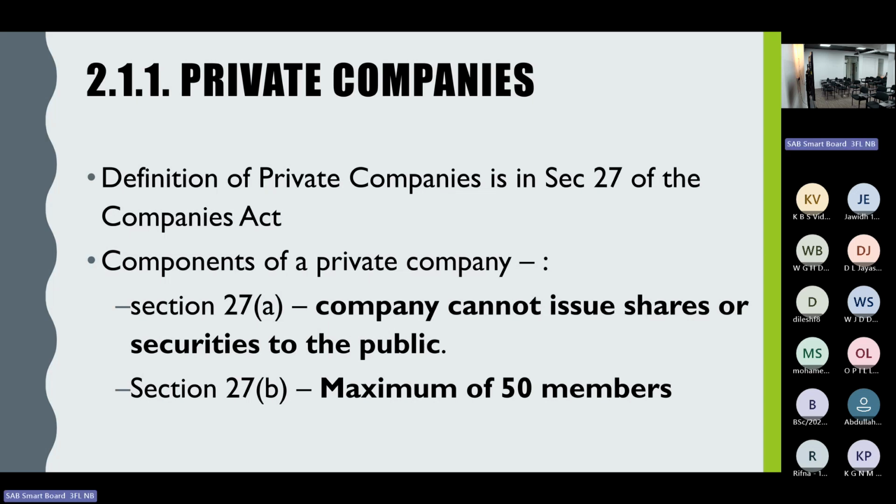They cannot issue shares to the general public. In other words, they cannot issue a prospectus. That is, a prospectus is issued to the general public.